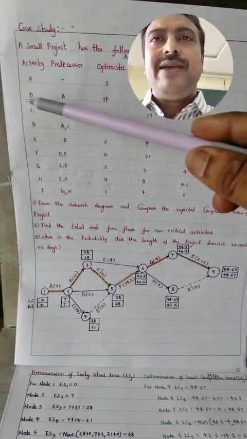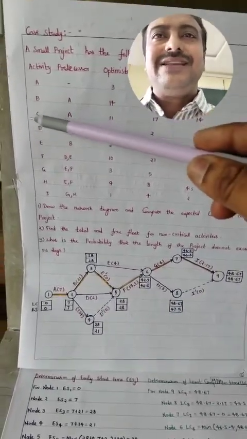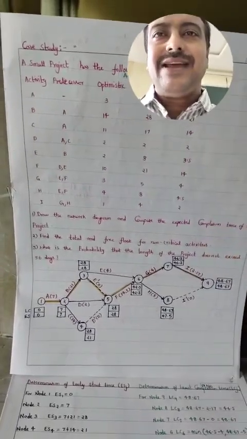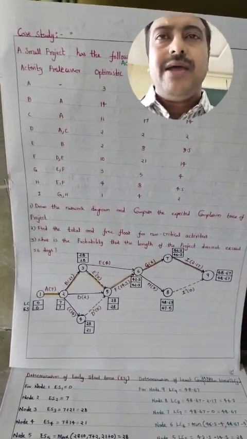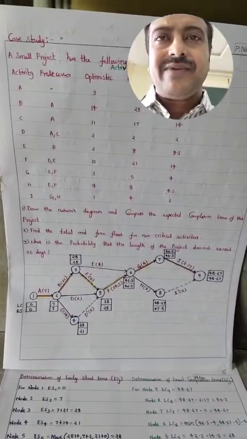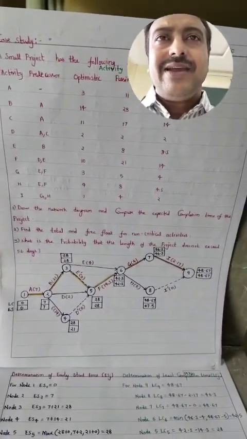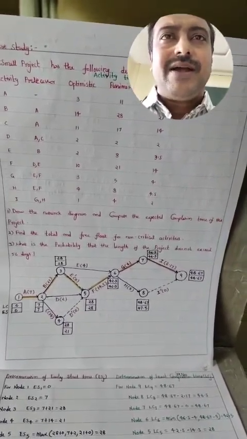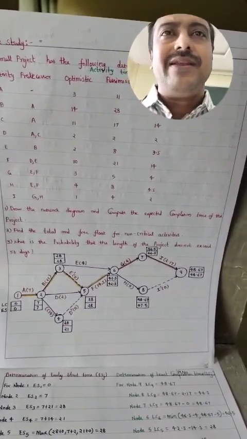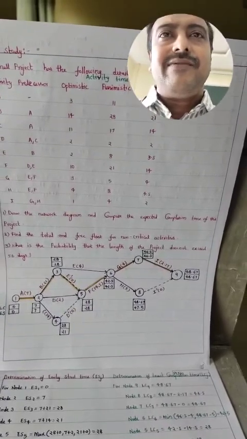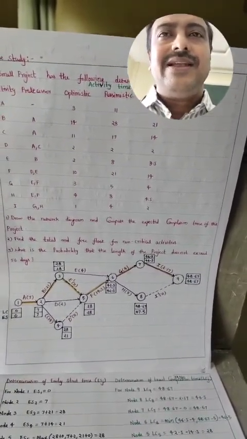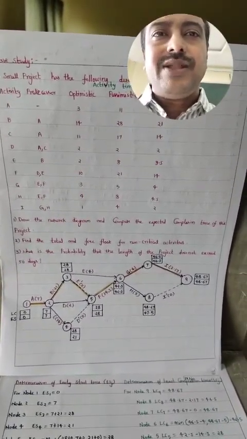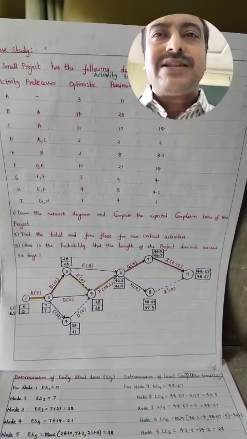The happening of B will be done only after A, and C will be done only after A, and D will happen after A and C occur, and E will happen after B occurs, and F will happen after D and E occur. In the same way, the estimated times are given: optimistic time, pessimistic time and most likely time, that is the time of the activities in days. And here we are asked to draw the network diagram and compute the expected completion time of the project.